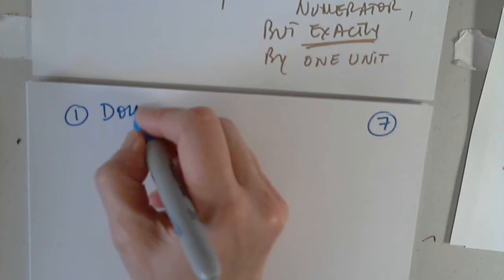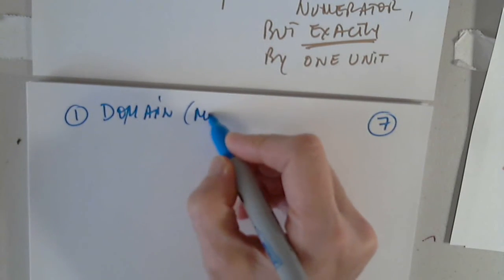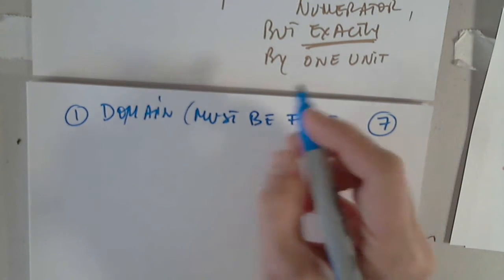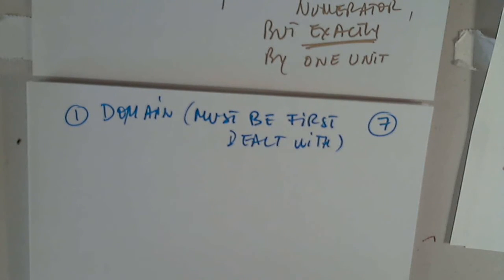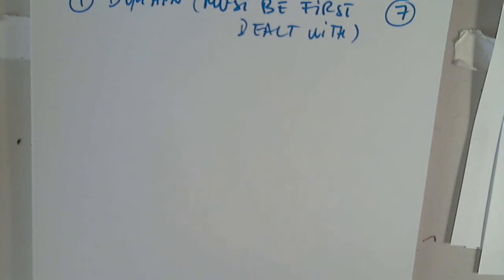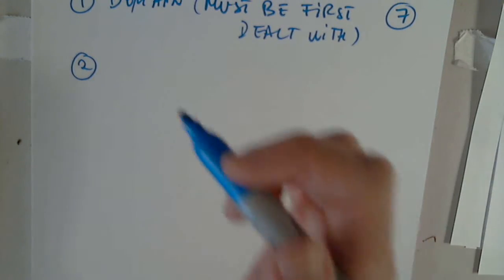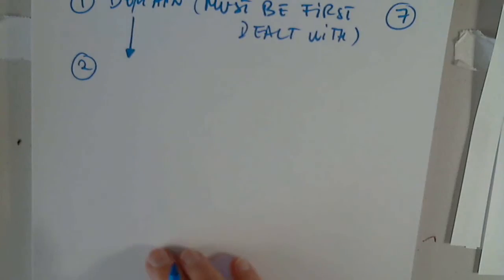Okay, let's start with the first one. Of course, we have a long list of stuff to show here, like we had with polynomials. Some transfer. Number one has to be the domain. This must be first dealt with. This is a must. In the past, I said domain is among the top, but I never really said it must be the first one. Number two, based on the domain, this must be the second item.